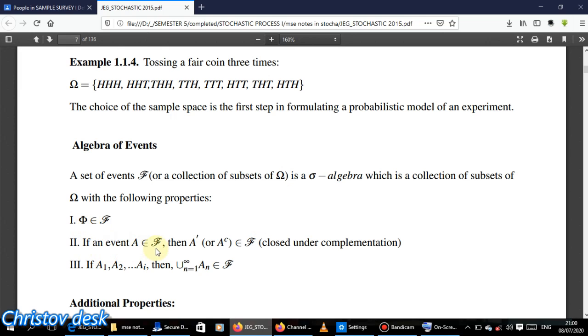And then if you have event A in F, then you expect its complement should also be in F. That means closed under complementation. And then if you have A1, A2, up to Ai, then the union should also be in F. Those are the properties it has to obey before it becomes a sigma algebra.